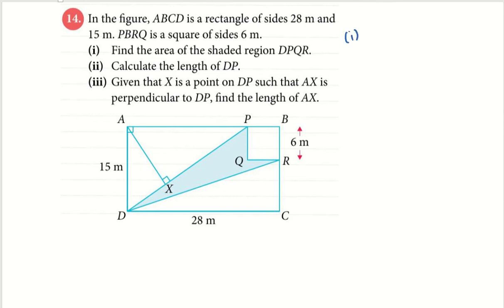Label this as part 1. First thing, let's find your area of the rectangle. Simple formula: length times breadth. Take your 28 times 15. That gives you an area of 420.